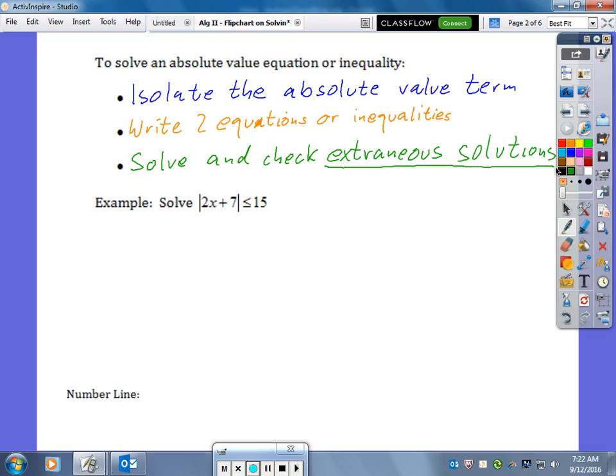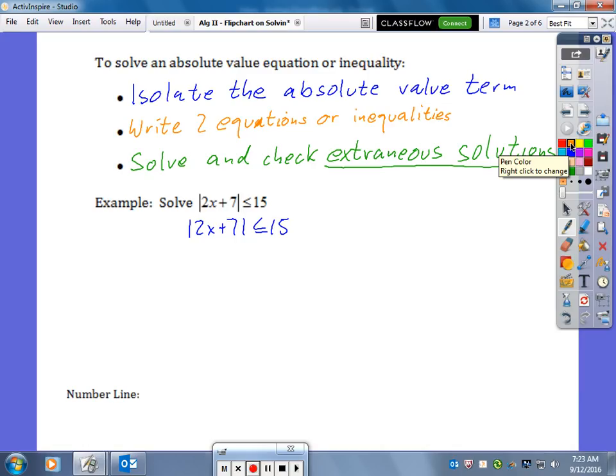Alright, here's our first example. Solve the inequality. The absolute value of 2x plus 7 is less than or equal to 15. The absolute value term needs to be isolated, but as we can see, it already is. So that first step conveniently has already been done for us. Now we're going to write two equations, two inequalities, excuse me.